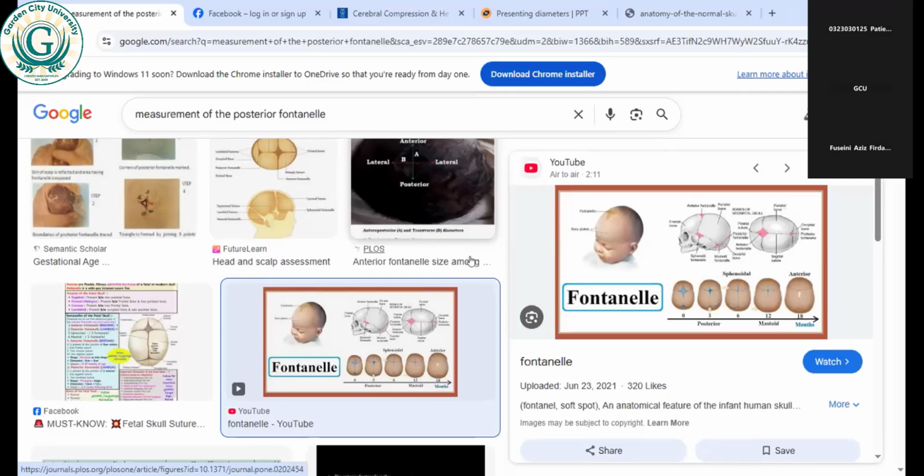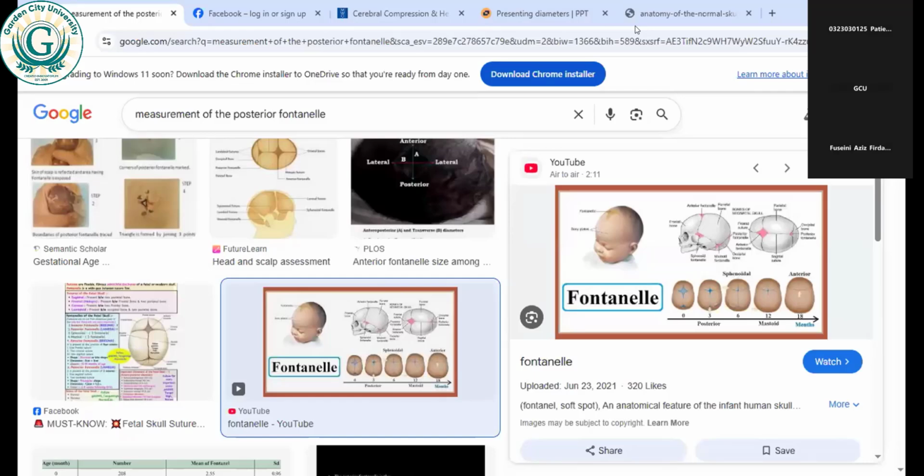Okay. So we have the face presentation, which is the second one. This is when the head is completely extended and the presenting diameters are the submentobregmatic, which is 9.5, and the bitemporal, which is 8.2. Then we have the brow presentation, where the head is partially extended.